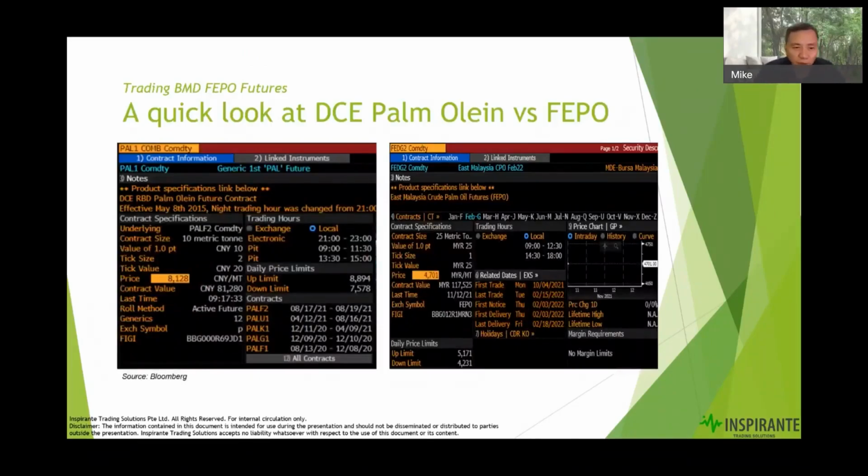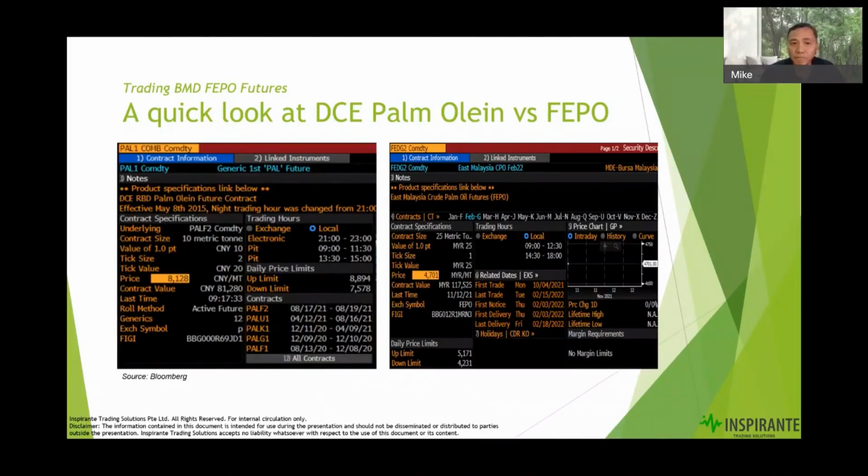Okay, Dalian palm oil. If I put the contract specs side by side, you can have a quick look at it. Obviously, this is going to be different, and one of the reasons is why FEPO started at 9 a.m. instead of 10:30 like the FCPO, is actually for this market. China is a very big market in the edible oil complex, so there's a lot of trading activity in that area as well.